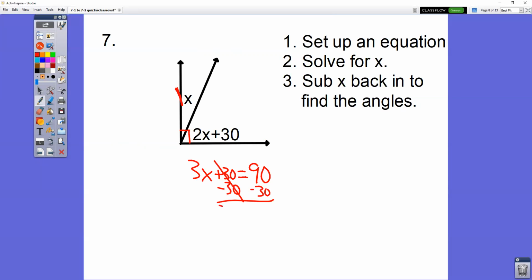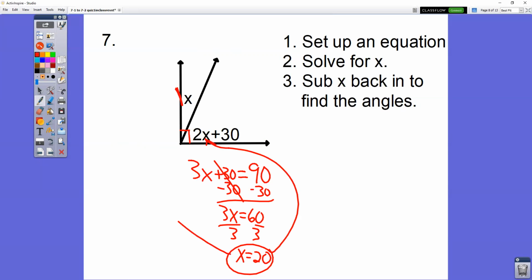Minus 30, minus 30. So 3x equals 60. Divide by 3, divide by 3, x equals 20. Take that 20, sub it back in for x. 1 times 20 is 20. 2 times 20 is 40. Plus 30 is 70. Always make sure your answer makes sense. 20 plus 70 does give us 90 degrees.